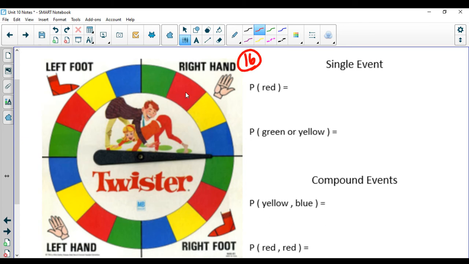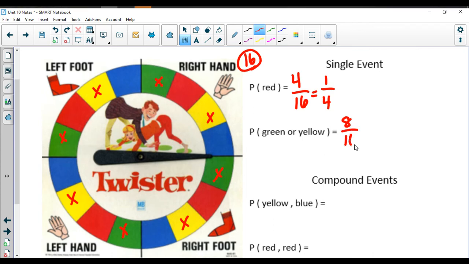Probability of a red happening, there are 1, 2, 3, 4 reds out of 16 total spots, which gives me a probability of 1/4. Probability of a green or a yellow. So I'm happy with green or yellow. So there's 1, 2, 3, 4, 5, 6, 7, 8. So I have 8 spots out of 16, which tells me that I have a probability of 1/2.